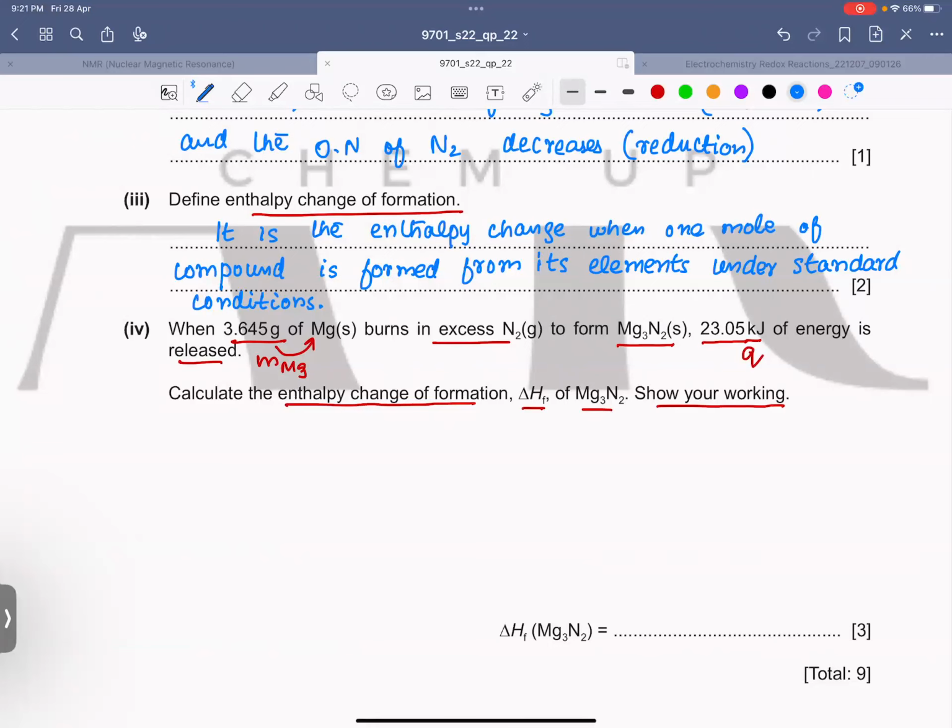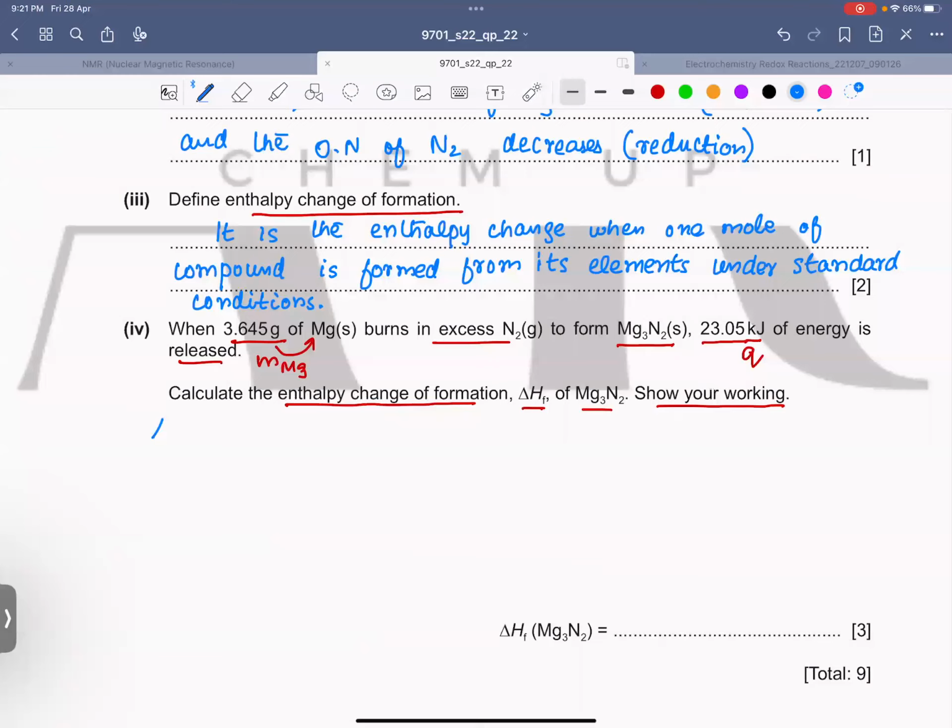Yes, we can write the symbols. But if the examiner says, for example, write the name, then you must write the name. If you identify the substance, it can be written as a symbol, the formula, or the name, whatever it is.